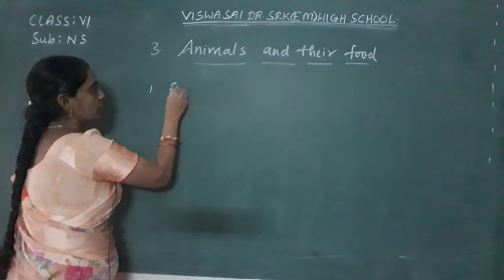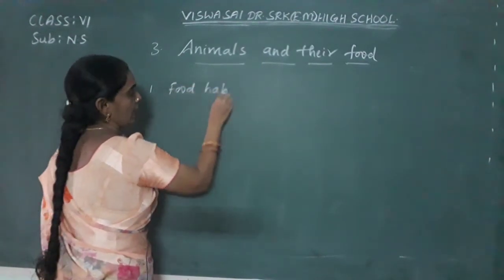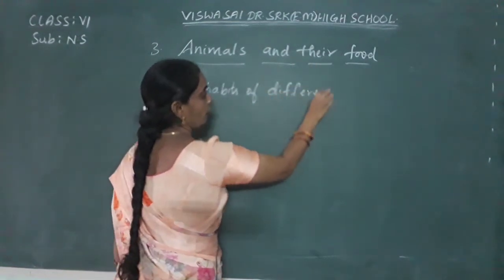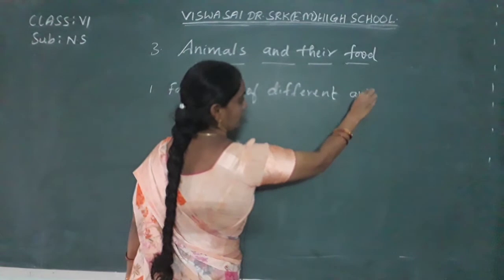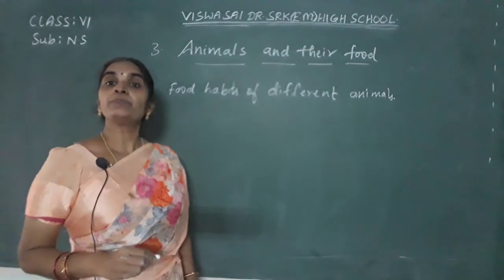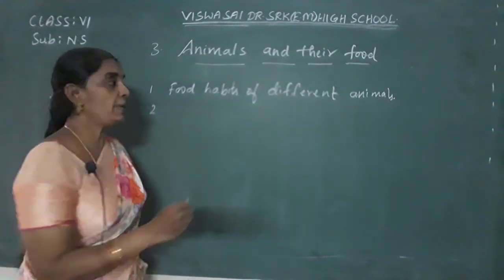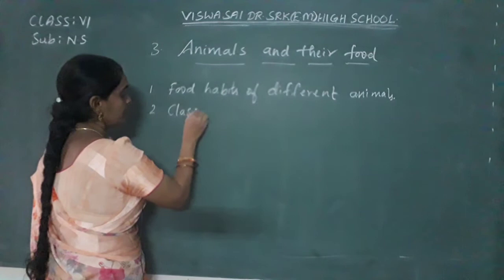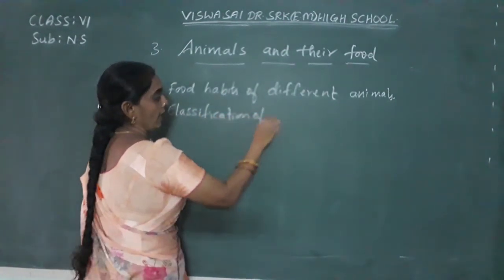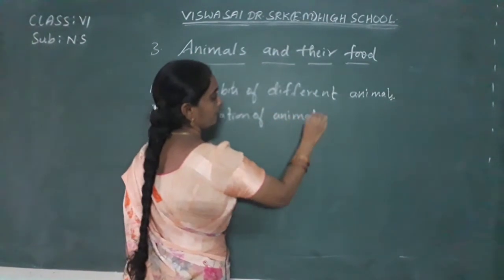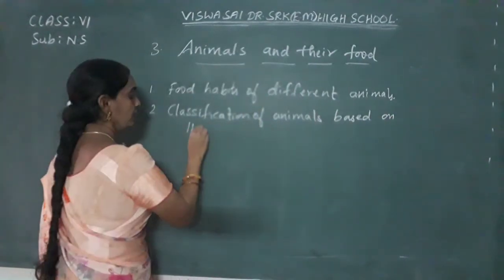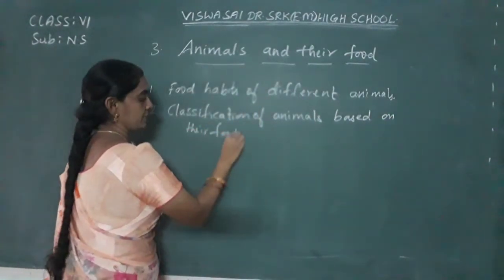So the first is about the food habits, different food habits of different animals. Secondly, you are going to learn about the classification of the animals based on their food habits. What is it? Classification of animals based on their food habits.